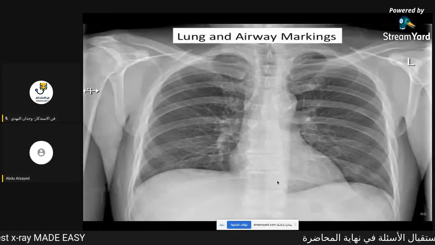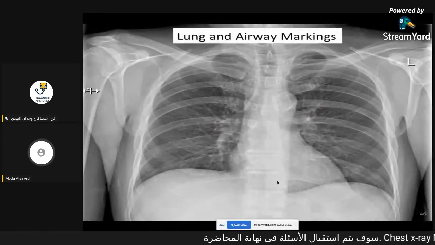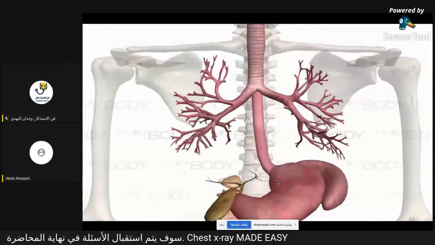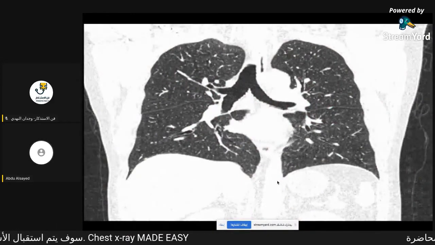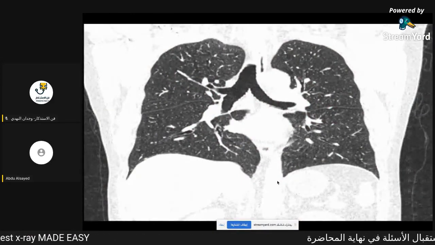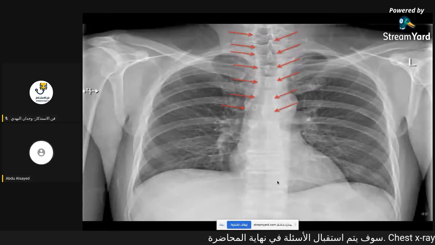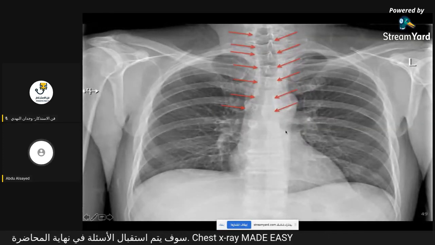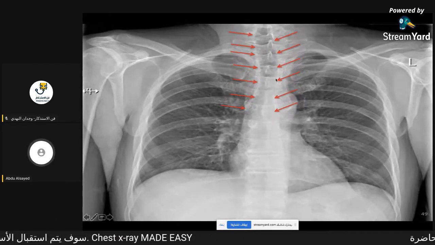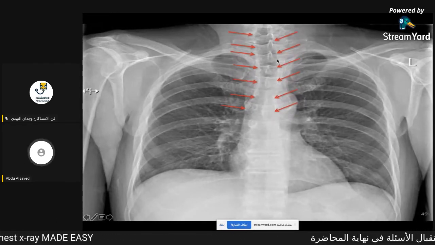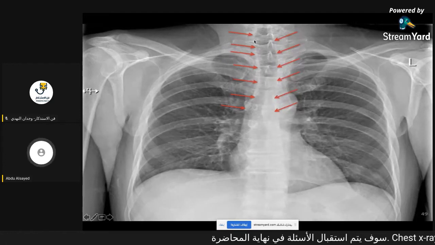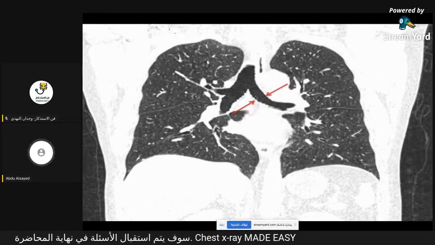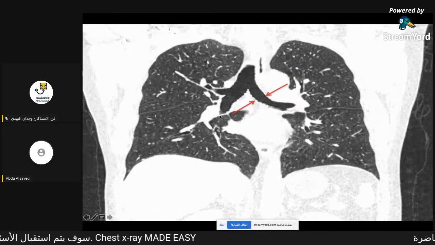This is also a picture from the CT scan. It shows the trachea and the paratracheal stripe lines. This is the left paratracheal stripe line, and this is the right paratracheal stripe line. It also shows the left main bronchus in the CT chest. Here we can inspect the left main bronchus, and also here we can inspect the right main bronchus.